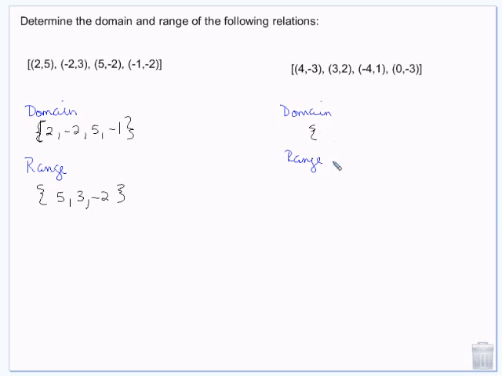Is it fine if you just like do it in the box? How you did it? The bracket? Yeah, that's fine. Yeah, brackets or braces is fine. Domain. Range. And we had -3 already, so we only listed the once.